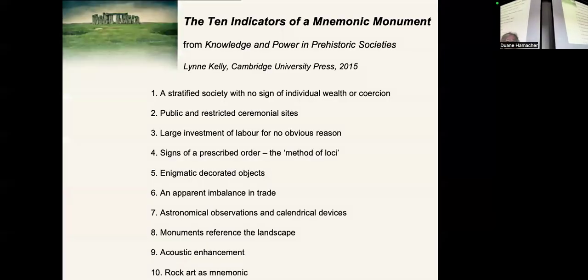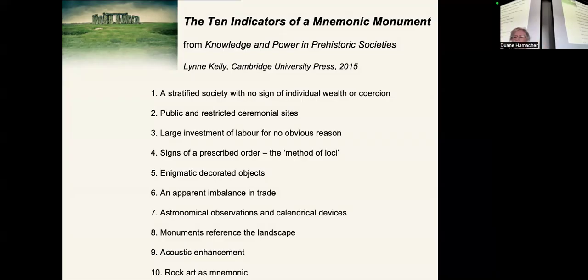So in my book, Knowledge and Power, I came up with 10 indicators that are necessary for me to define somewhere as a mnemonic monument, as a knowledge base. You need no indication of individual wealth, so the barrows and burials with lots of goods tend to come a little bit later from the beginning. Pueblo have all sorts of rules to stop an individual, so do Australian Aboriginal, and so did Tlingit. That is because knowledge is power and we cannot afford to have power in the hands of one person.